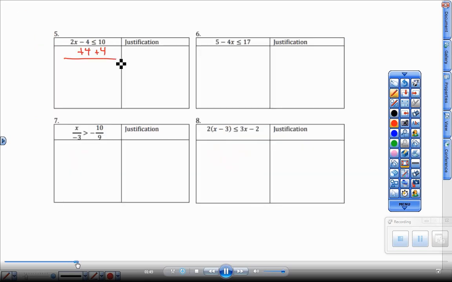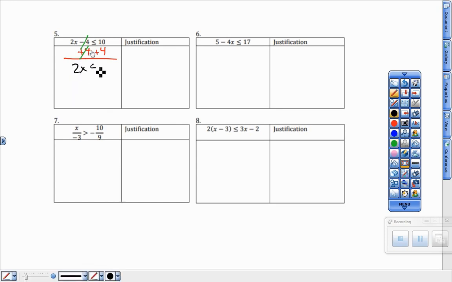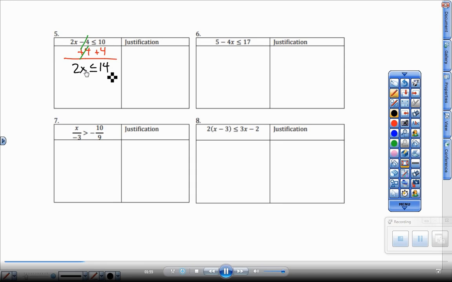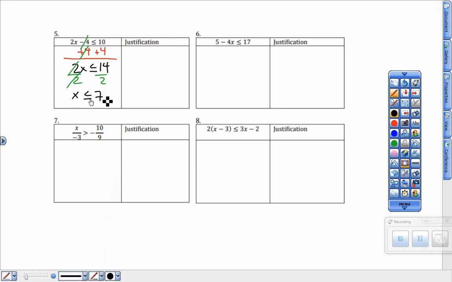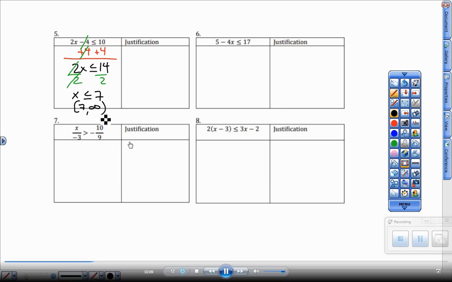Okay, next problem's here. For this problem, adding 4. I'm adding 4 to both sides and gives me 2x less than or equal to 14. Divide both sides by 2, gives me x less than or equal to 7. That would be a square bracket, and this is incorrect. It would be less than -7. That would be from -infinity to 7 square. So that's incorrect. Don't write that.